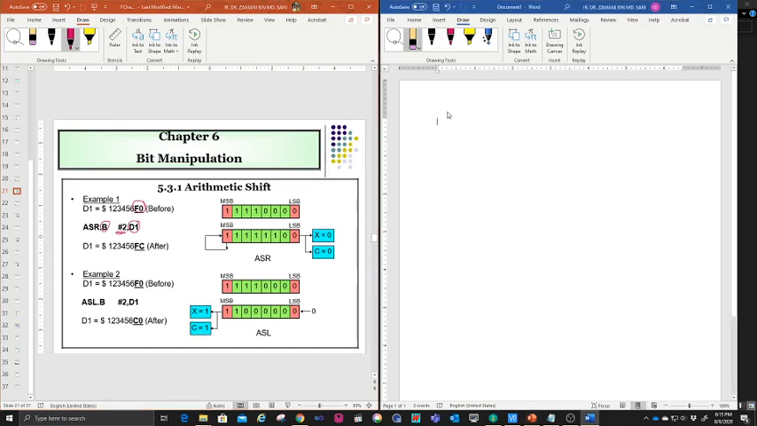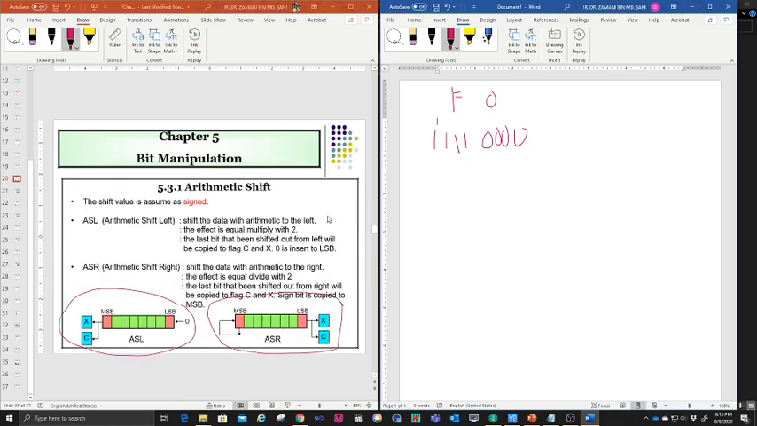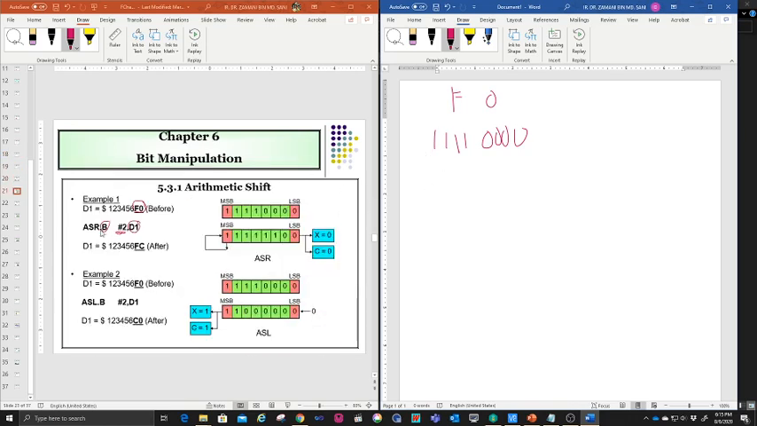So now F0 is equivalent to 1, 1, 1, 1, 0, 0, 0, 0. So the arithmetic shift right, how it works, is taking this one and putting it here, then pushing, and then going to X and C. Here, let's try. You have to shift it twice. So the first shift is going to be like this. Okay, this is 1, and this is the old values here.